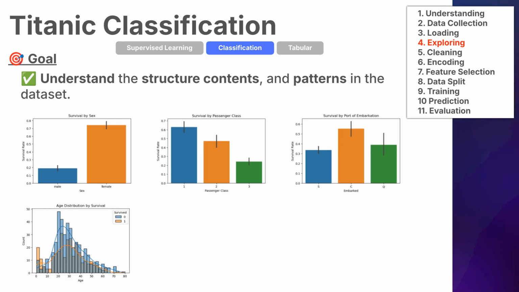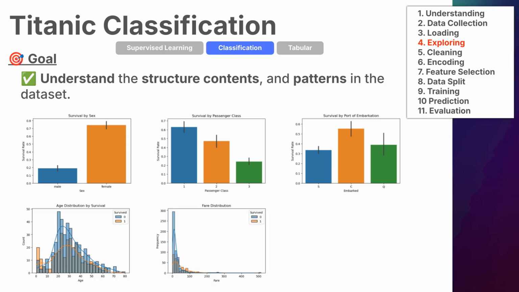Next, age distribution by survival. This histogram shows age distributions for survivors and non-survivors. Infants and younger passengers have higher survival rates. Orange-colored survivors outnumber blue fatalities. Many non-survivors were between ages 20 to 40. So age may influence survival, with children possibly prioritized during rescue.